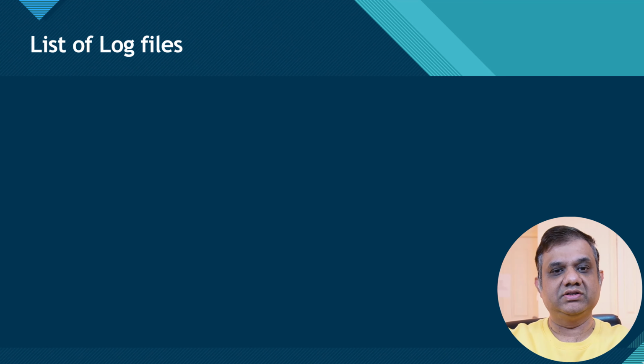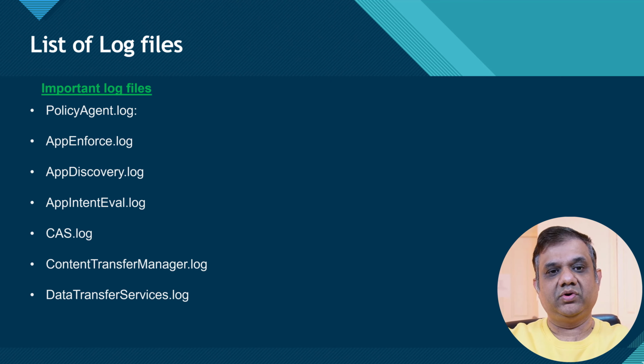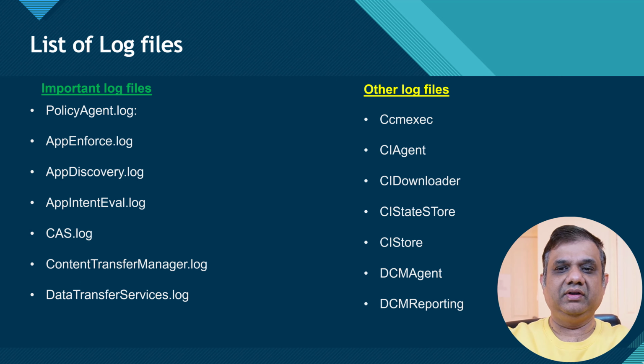Let's discuss the list of log files. There are a few important log files for the application deployment, which are PolicyAgent, AppEnforce, AppDiscovery, AppIntentEval, CAS, Content Transfer Manager, and Data Transfer Services. I will explain in detail how these log files look. And these are not the only log files. There are a few other log files as well related to CCMExec.